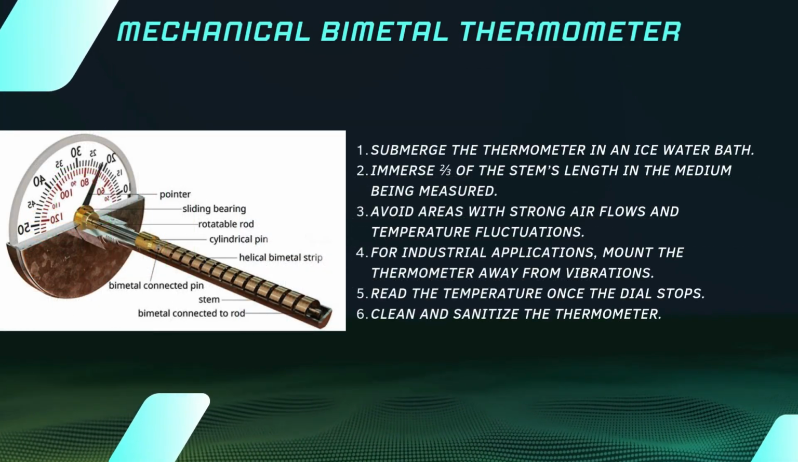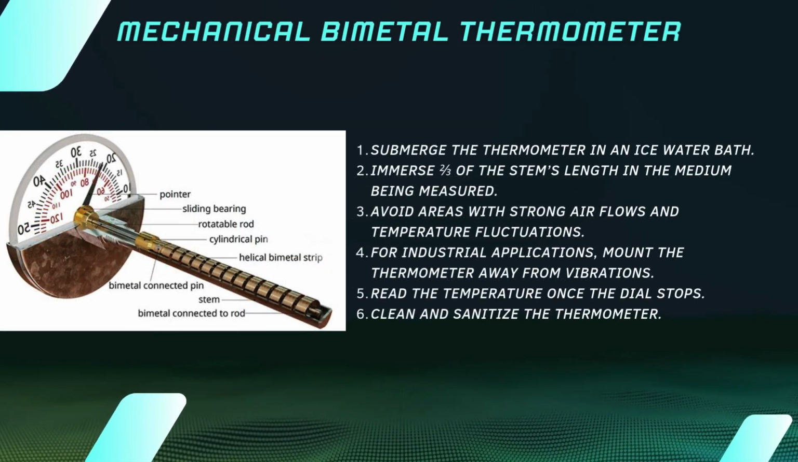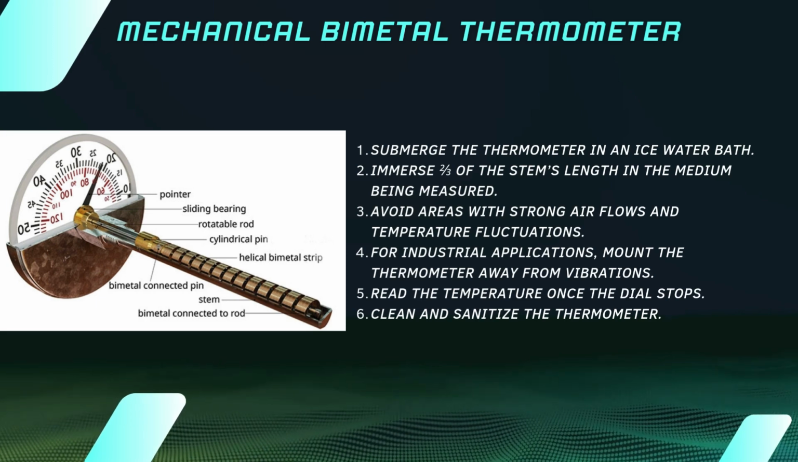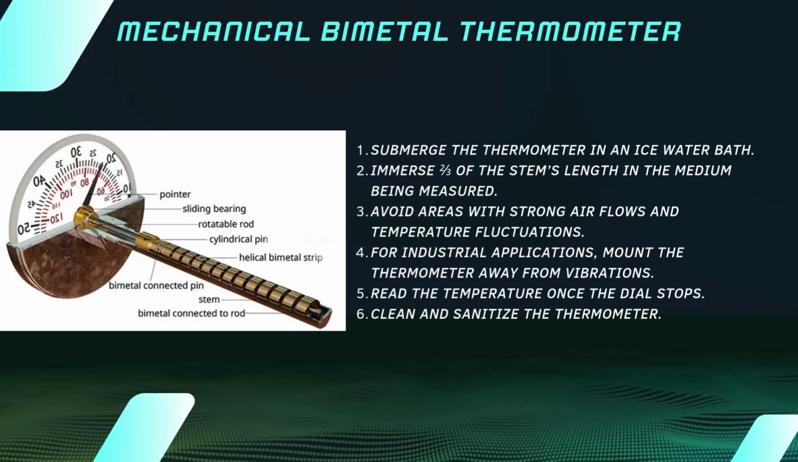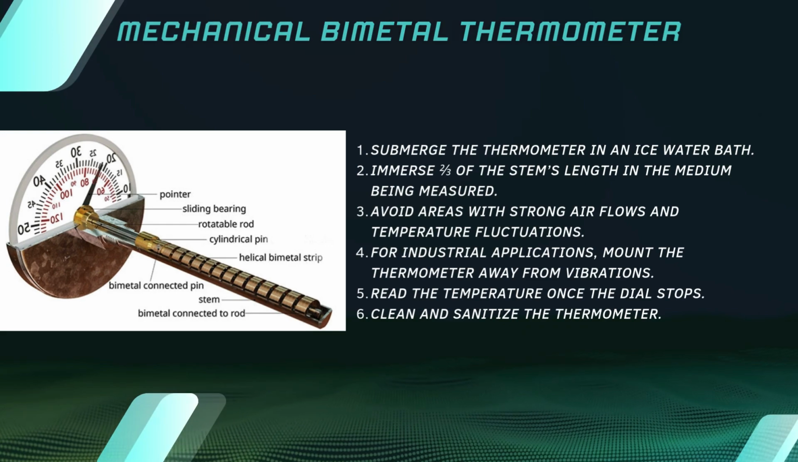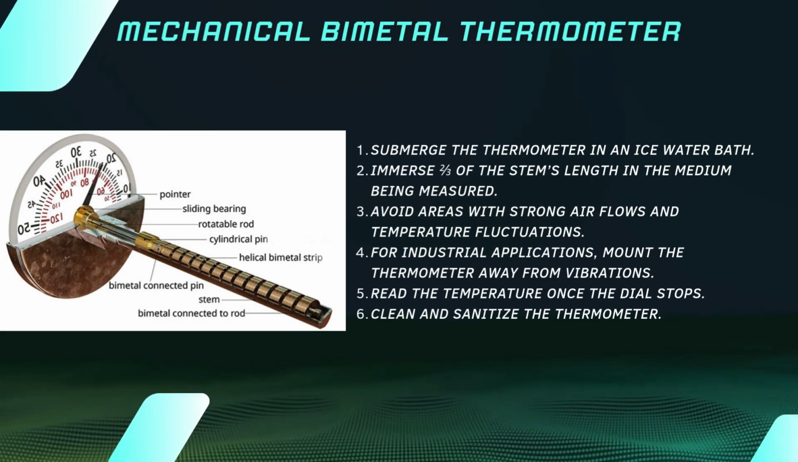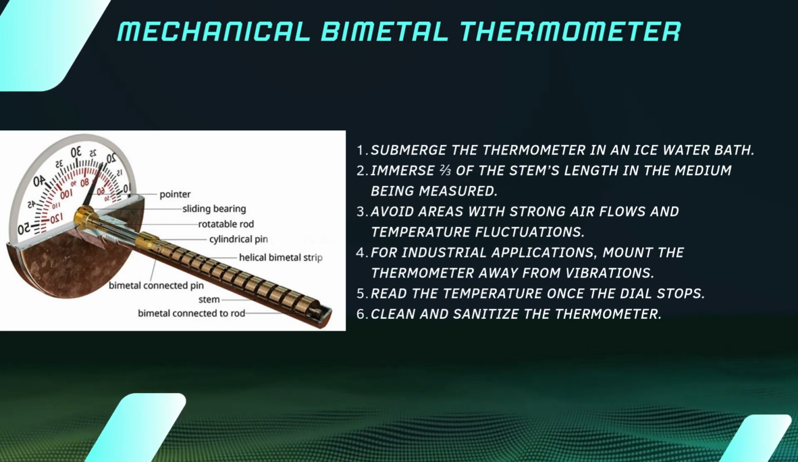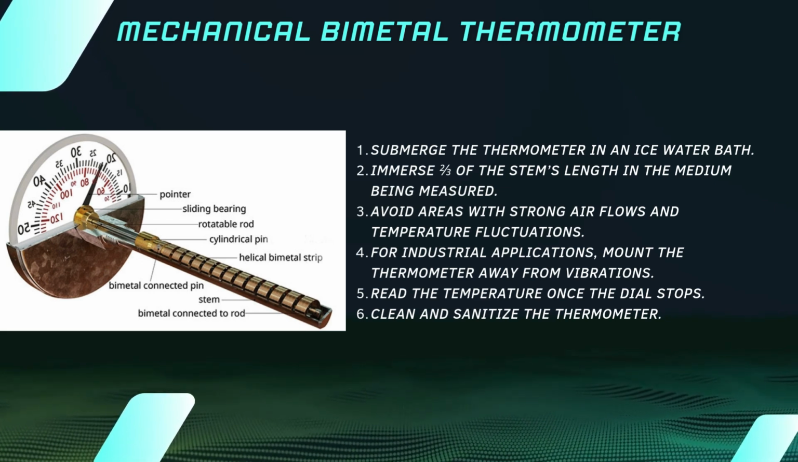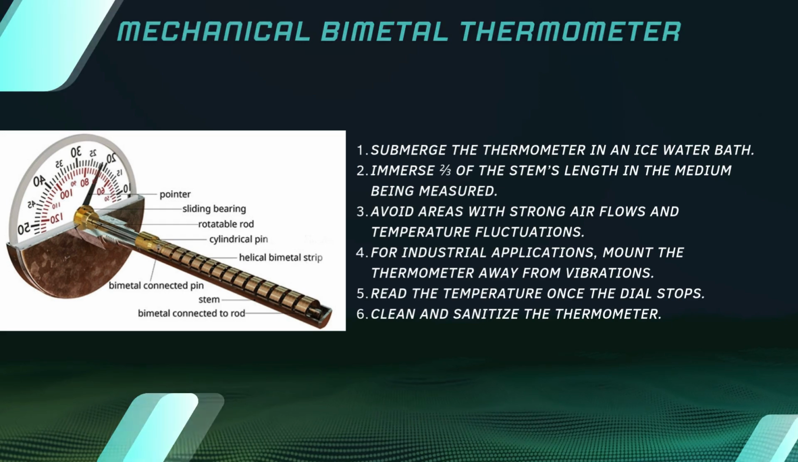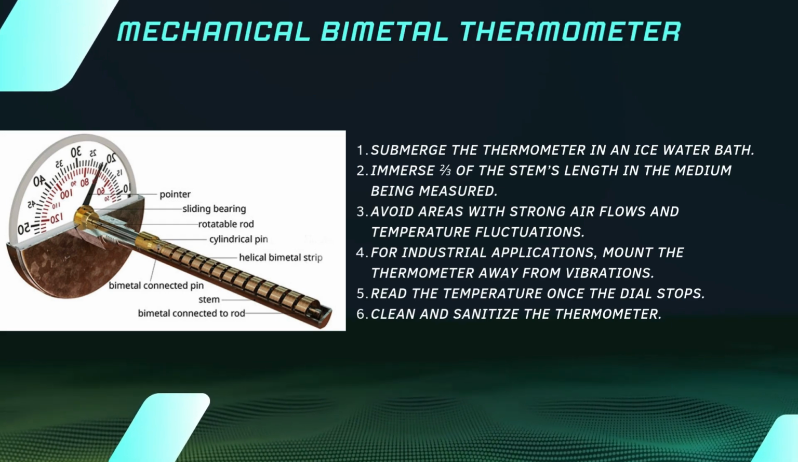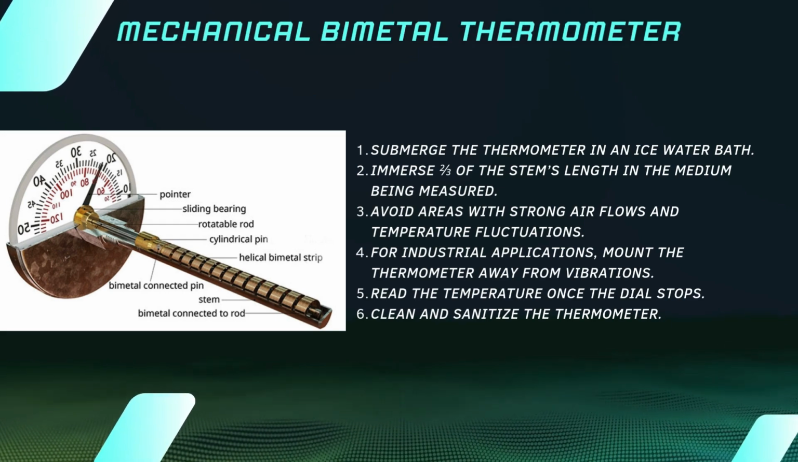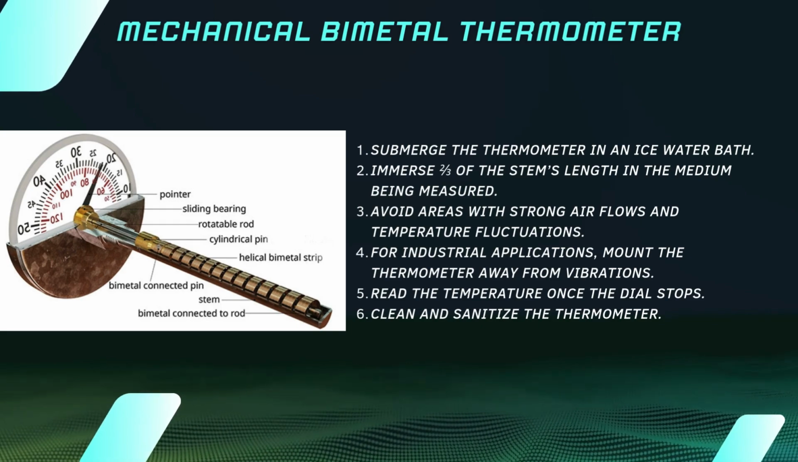Before the mechanical bimetal thermometer can begin to be used, it has to be calibrated using the freezing point method or ice water bath. 2/3 of the stem's length has to be immersed in the medium to be measured. Avoid areas with strong airflows and temperature fluctuations. For industrial applications, mount the thermometer away from the vibrations. Wait for the dial to stop moving before reading the temperature. Clean and sanitize the thermometer.